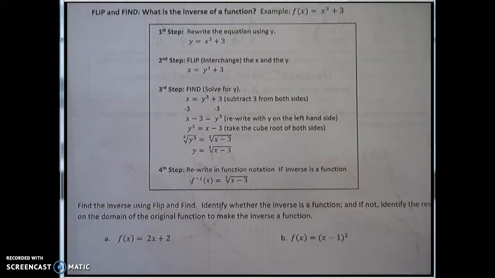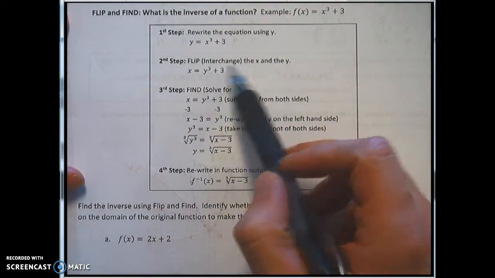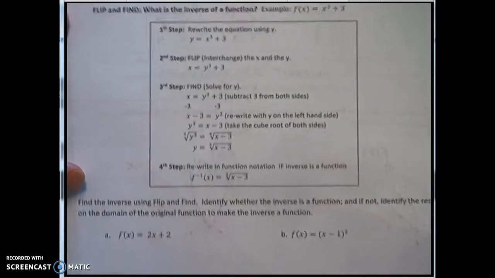Hey, it's Mr. Alexander again, and we're going to finish up these notes here on finding inverses. So far we've talked about how to find the inverses on the table, how to do it graphically. Now we're going to talk about how to find an inverse algebraically. And the process is very simple. All you need to do is exchange the x and the y, and then solve for y. So that's what we're going to do here.